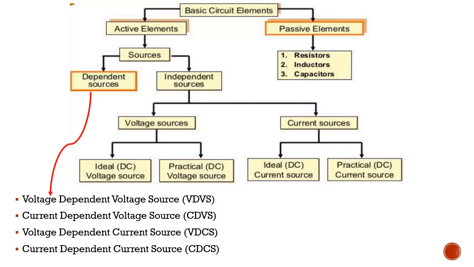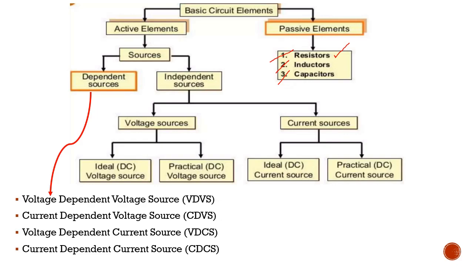Hello all. As we have seen from the previous classes, the passive elements are classified into three categories. First one is resistors, second one is inductors, and third one is capacitors. In the last video, we discussed the resistors along with Ohm's law. So combinedly, we have seen Ohm's law and resistors. Now in today's class, we'll see about inductors and capacitors.